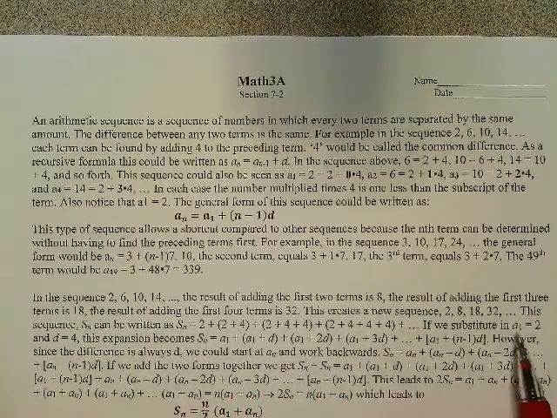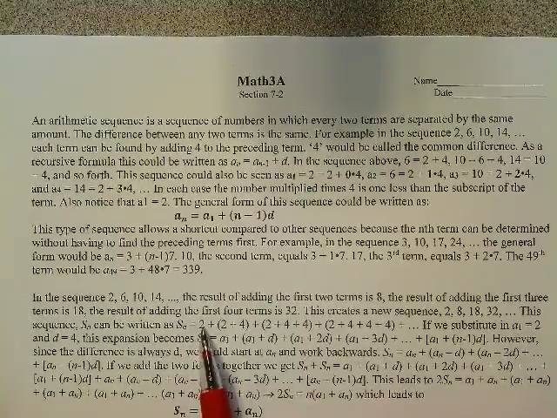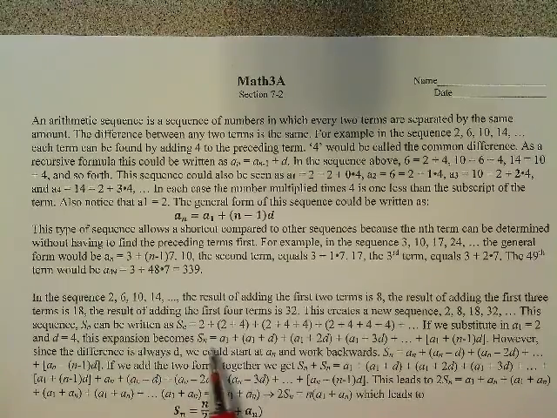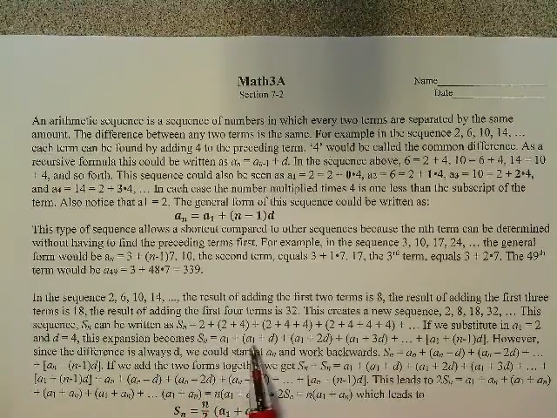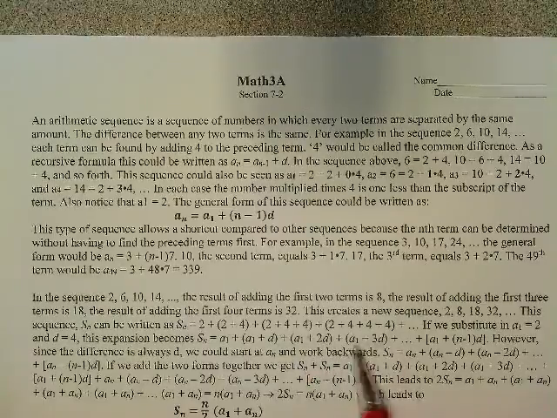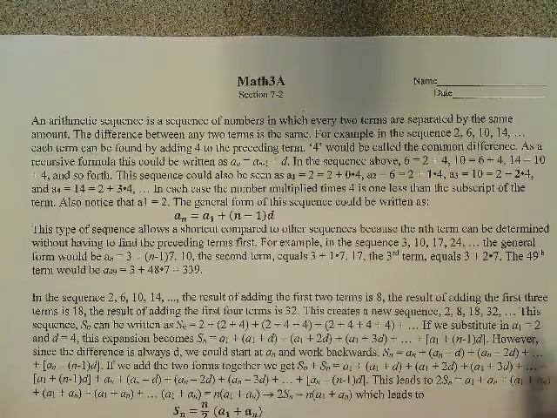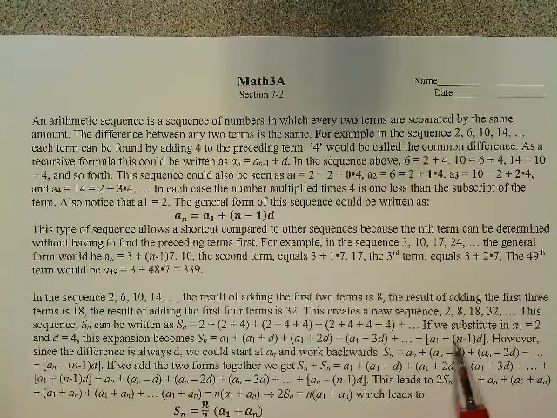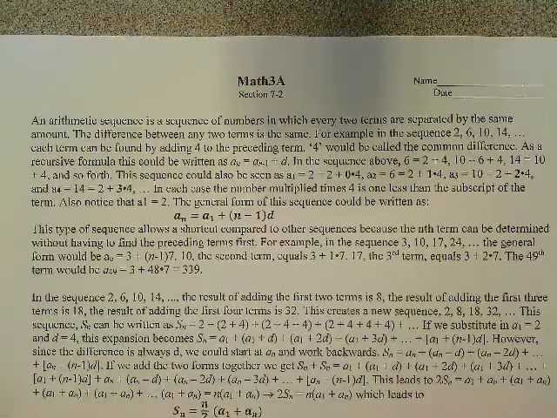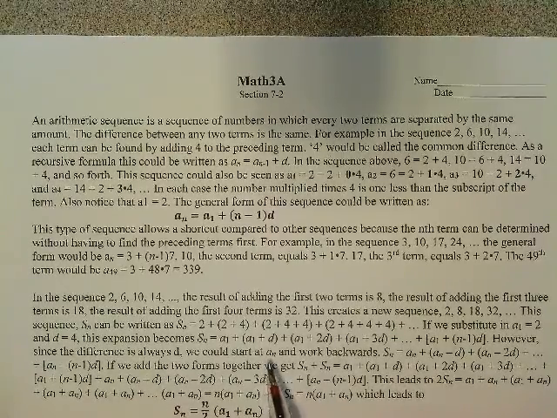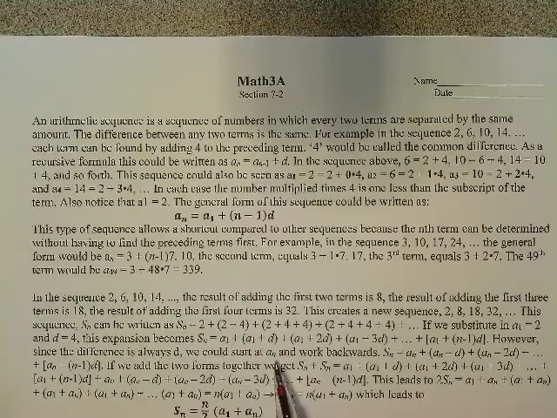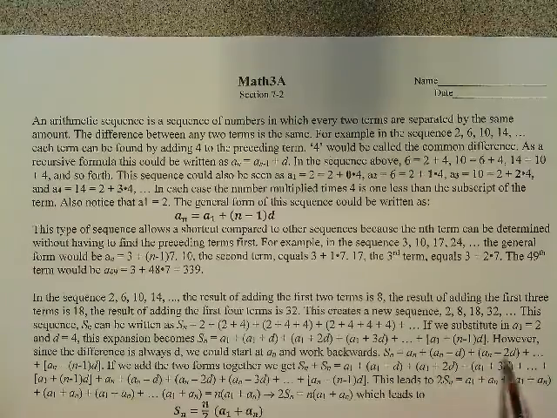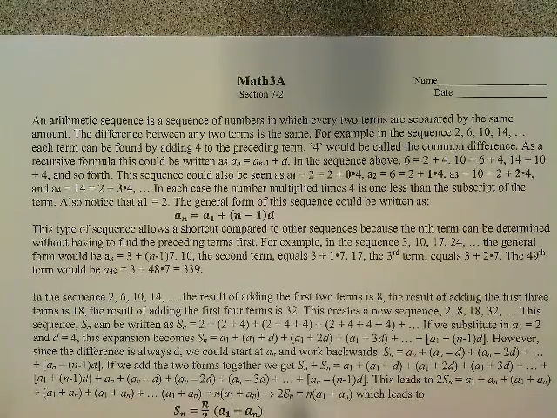If we substitute in A1 for the 2 and d for the 4s, then what you'll notice is this becomes S_n equals A1 plus A1 and d, A1 and 2d, A1 and 3d, and so forth. Or in general, A1 plus n minus 1 times d for the nth term. Since the difference is always d, we could start with a_n and work backwards. Note here, S_n equals a_n, and then a_n minus d, a_n minus 2d, and so forth.